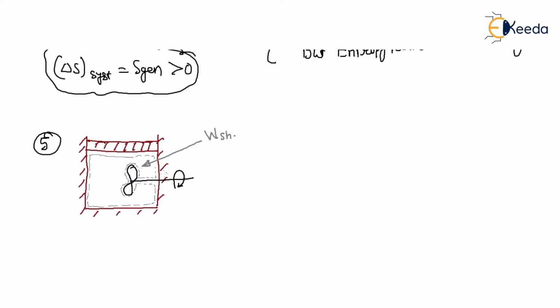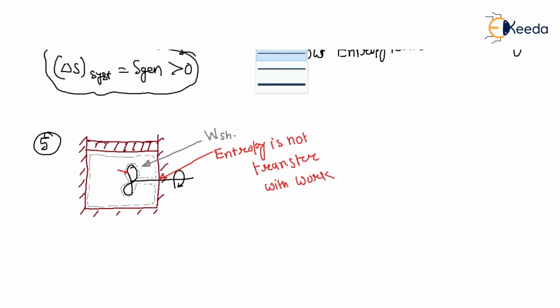Now there is a thing that entropy is not transferred here with work, but from this paddle wheel, because this is rotating, entropy is generated via friction, so entropy will generate via friction.